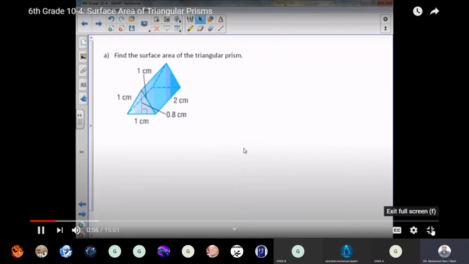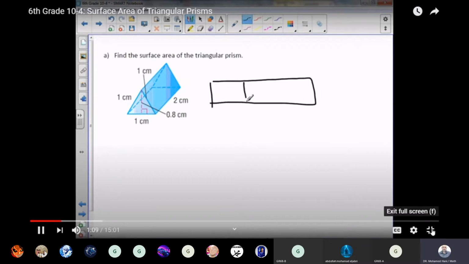Find the surface area of the triangular prism. So in my triangular prism, I have a net with three rectangles and two triangles. The triangles have a base of 1 and a height of 0.8. So the height here is 0.8 and the base here is 1.